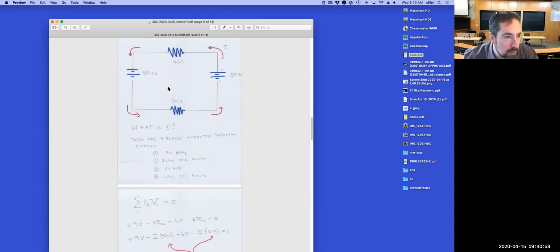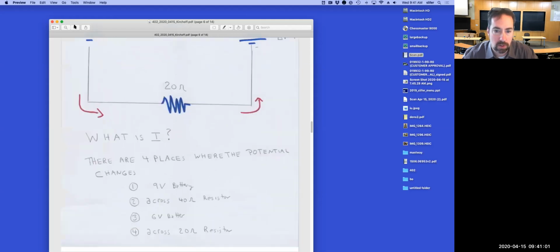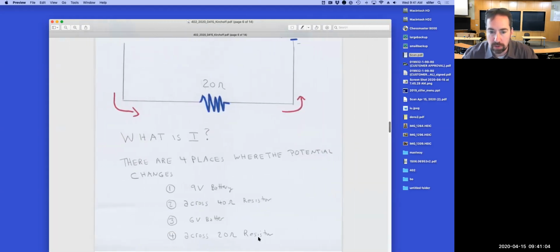Could you please zoom up on the PDF a little bit? Absolutely, sure. Trying to put too many things on the screen at one time.